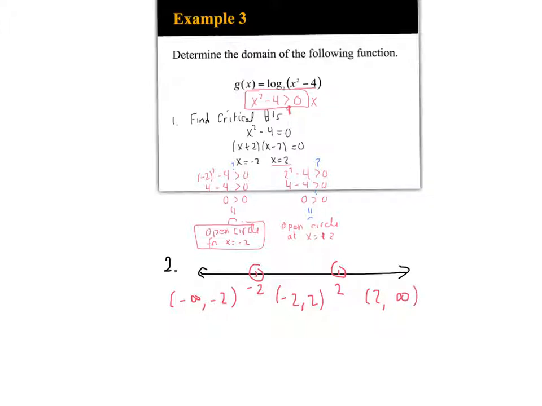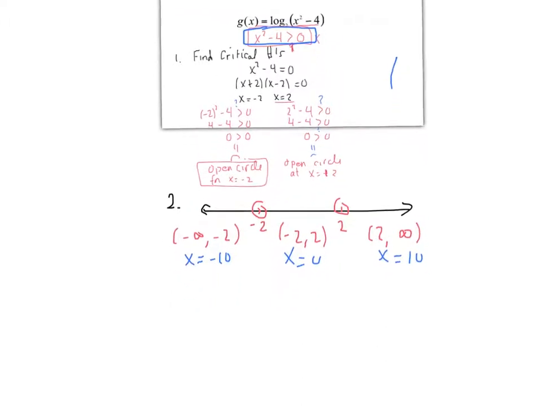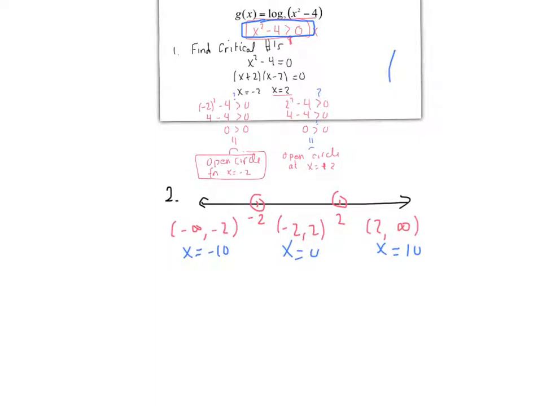I need to pick numbers in each one of these and plug them back into the inequality. I like to pick negative 10, I like to pick 0, and I like to pick x equals 10. Those are the 3 numbers I'm picking, and I'm plugging them into this inequality. Let me scroll up here a little bit. I have to do negative 10 squared, subtract 4, and I wonder if it's greater than 0.